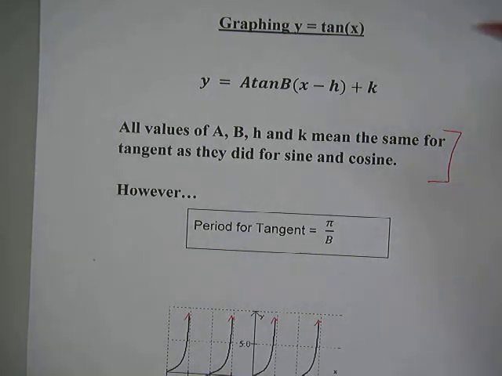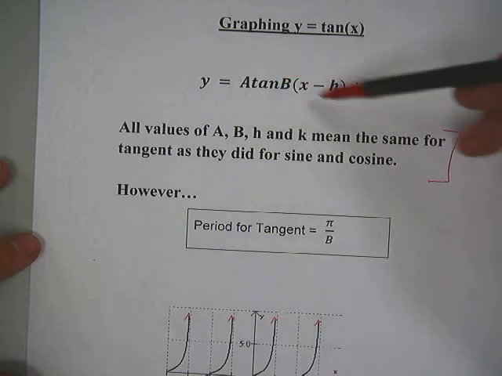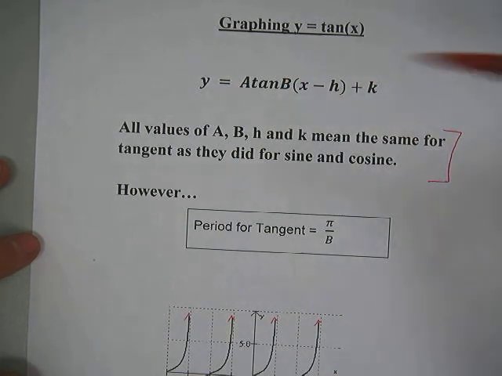for tangent. A talks about our stretching and shrinking vertically. B talks about our stretching and shrinking horizontally. Our H and our K is our movement left and right and up and down. So all those things are identical.